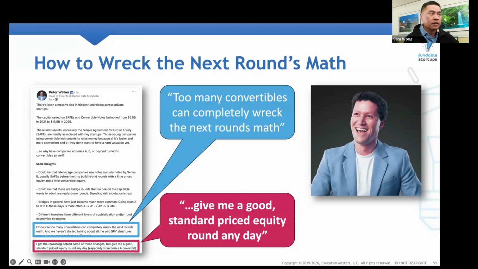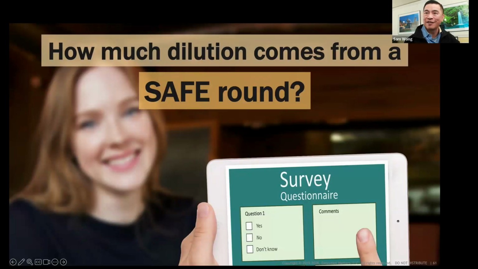Later in the session, I'll talk about some options on how to implement Peter's advice. So I've been talking a lot, but I would love to get some feedback from some folks. How much dilution do you think comes from a safe round? Feel free to drop in your thoughts, your guess. What percentage of the startup's equity will get diluted when you raise a round of a bunch of safes? I'd love to see your thoughts. Don't be shy. I haven't seen anybody make any guesses just yet.